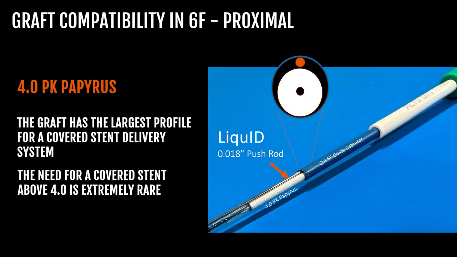In this example, we have a 4.0 PK Papyrus stent extending from the proximal segment through the guide catheter parallel to the LiquID push rod. The covered portion has the largest profile for this device. Here again, the device sits parallel to the push rod and easily passes through the proximal collar and up through the 6 French LiquID with ease.